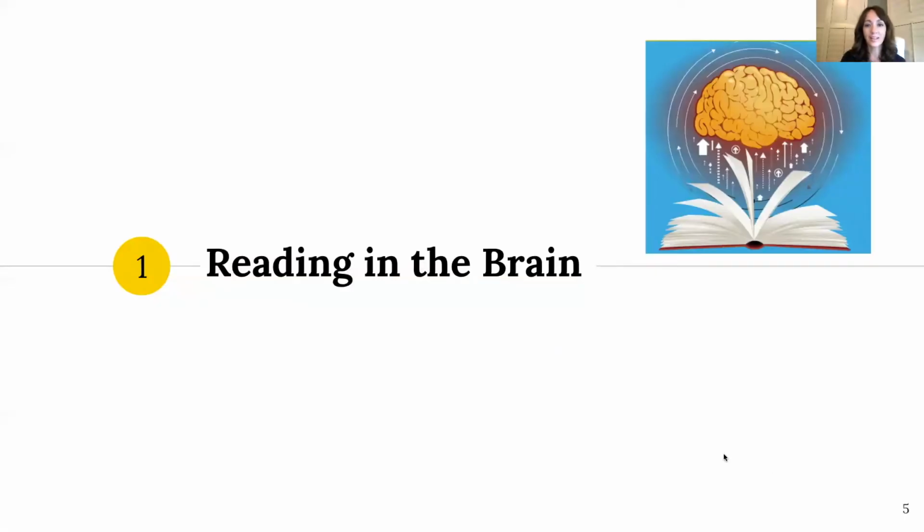So let's go ahead and jump into reading in the brain, one of my favorite things. There's always this debate on the best way to teach reading, right? But I love when science kind of settles the score. In the 1990s, the fMRI machine came in and gave reading researchers this amazing advantage. They could see what the brain does when it's reading. What does it look like?